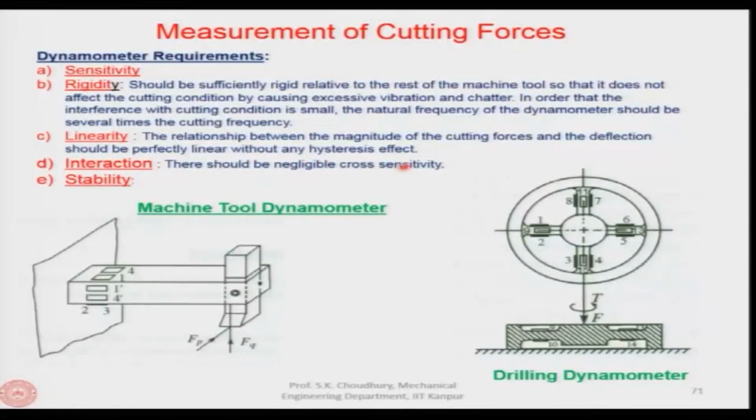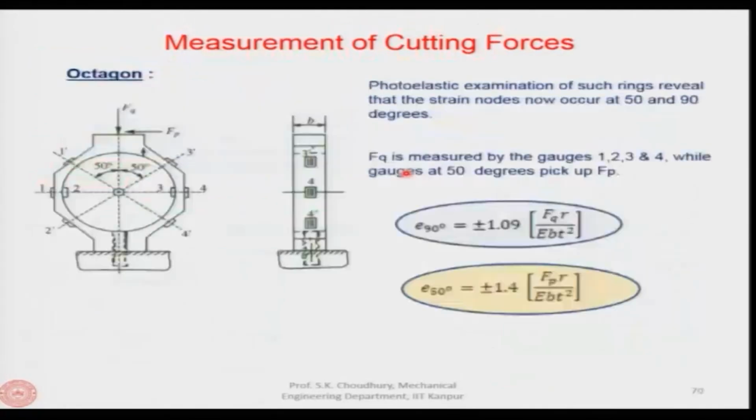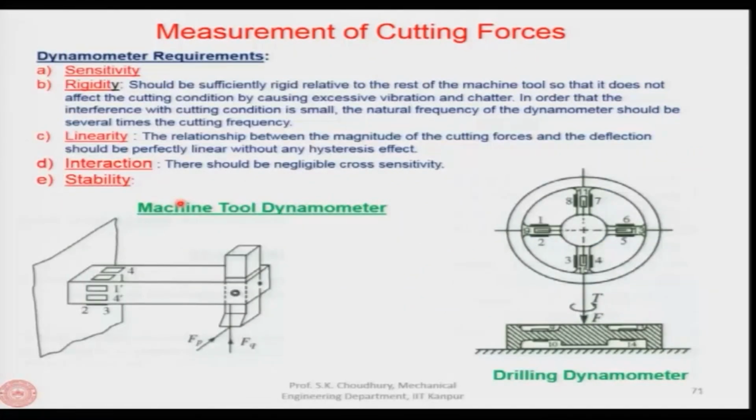There should be negligible cross sensitivity. By cross sensitivity, we mean that one set of sensors should not sense the other force, which they are not supposed to sense. Meaning, I told you earlier that 1, 2, 3, 4 will sense only the FQ, and the effect of FP on the 1, 2, 3, 4 will be minimum or negligible. So, we say that there should be negligible cross sensitivity. This is called the cross sensitivity.